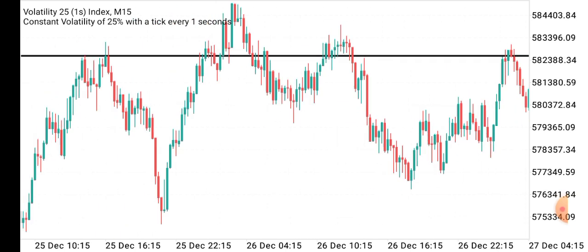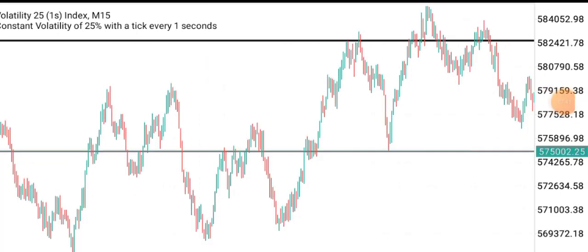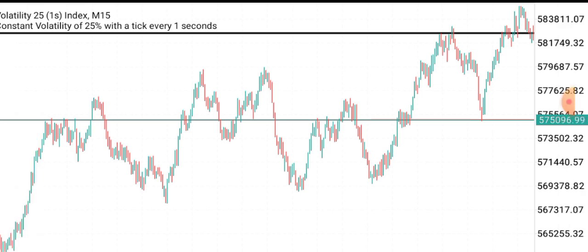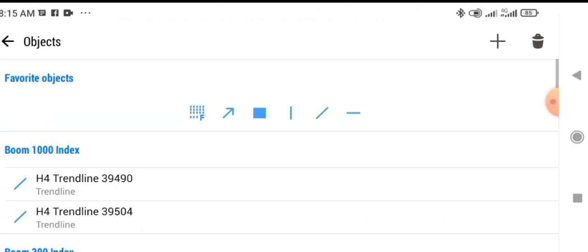Don't be scared, guys. All right, so that's just it, by the way. So this is where I took the first trade I mentioned earlier. I took the first trade around this spot. Let me point.